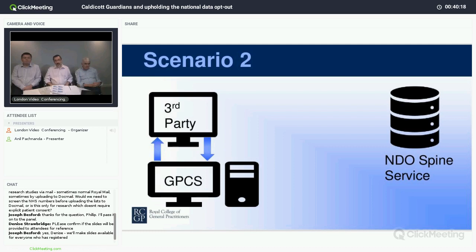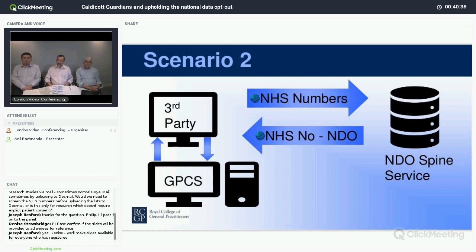In that instance, the third party, when it comes to a use for planning or research, will send the list of NHS numbers to the spine service, which again will process that against their list of NHS numbers of patients who have an opt-out in place, and return the cleansed list to the third party, who will then do their reporting or whatever other processing they're doing against that list of redacted NHS numbers.